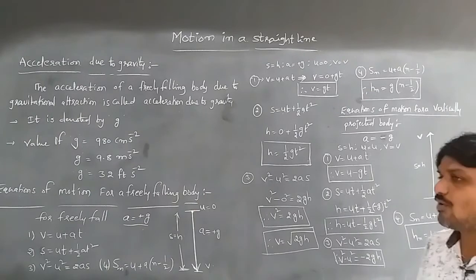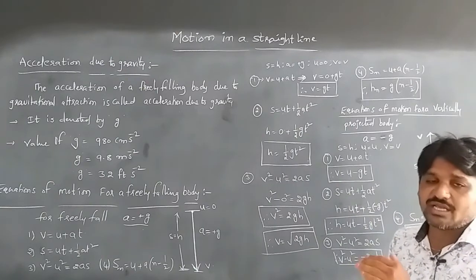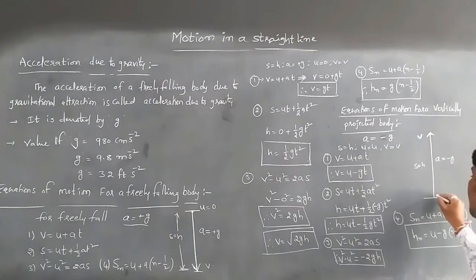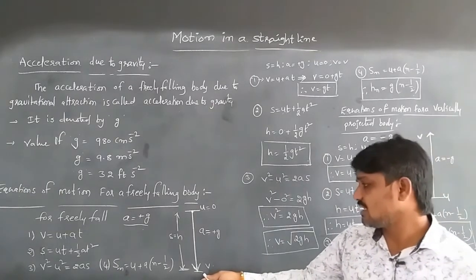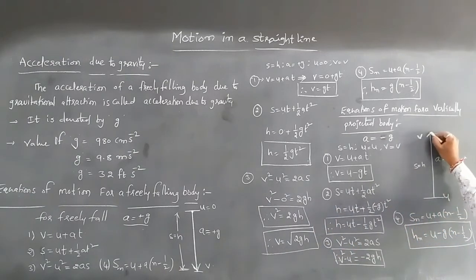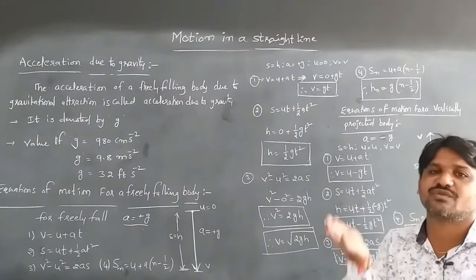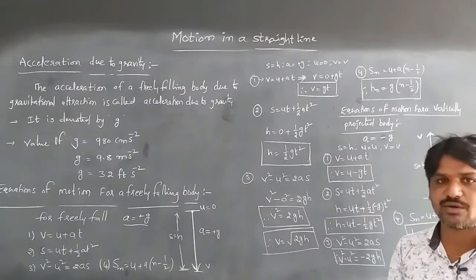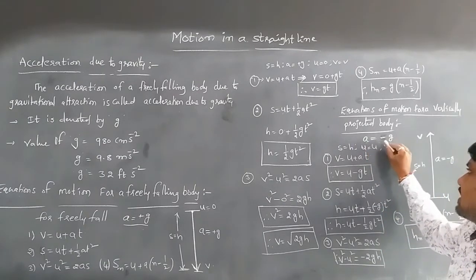In case the body is projected vertically upwards and did not reach the maximum height, it is only projected vertically upwards. Whenever the body is projected vertically upwards, its acceleration due to gravity acts opposite to the gravitational attraction. So the acceleration due to gravity will be a is equal to minus g.